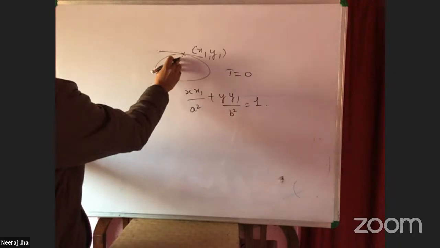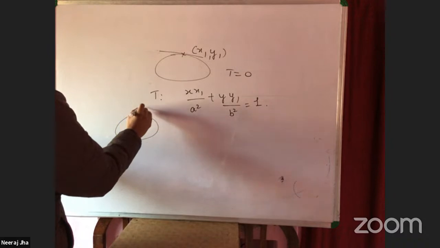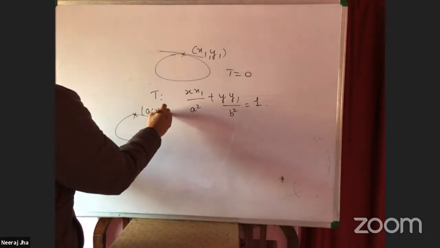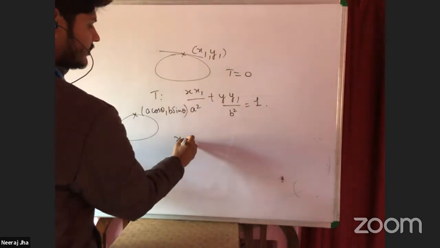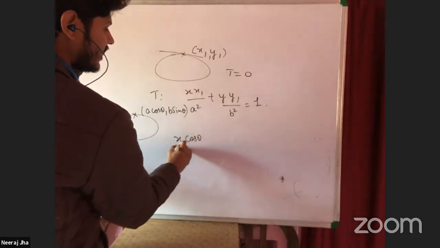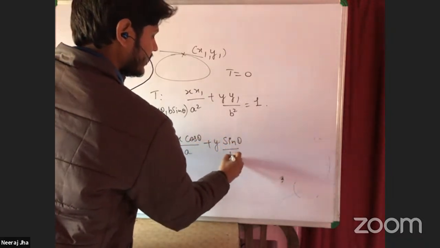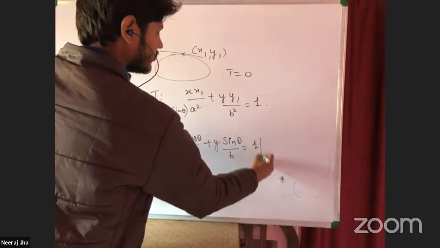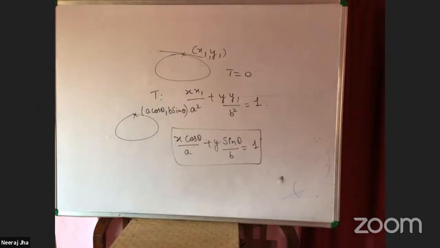Then if this point is a parametric point, it is a cos theta comma b sin theta. Then what will happen? I will put this point. So it will be x into cos theta upon a plus y into sin theta upon b is equal to 1. This is the tangent to the ellipse at a parametric point.